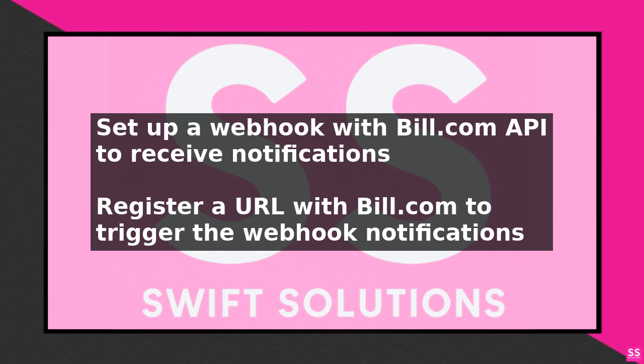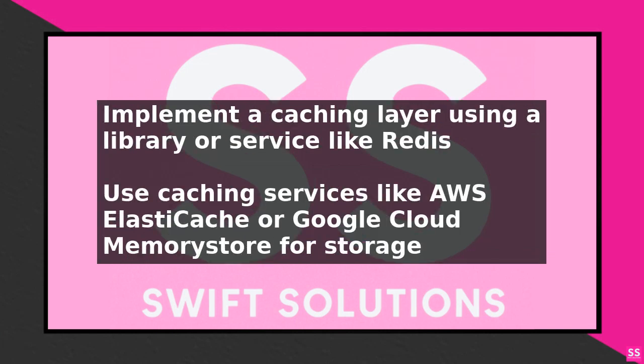To cache these notifications, you will need a caching layer. This can be done using a caching library or a caching service. Some popular caching libraries include Redis and Memcached. You can also use caching services like AWS ElastiCache or Google Cloud Memory Store.